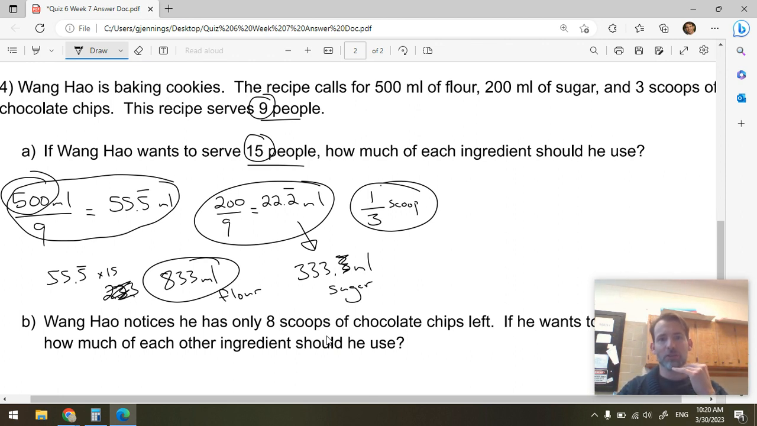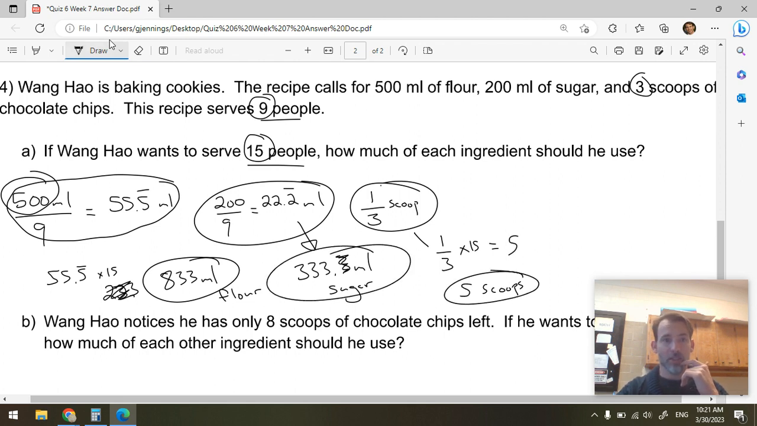And then 1/3 scoop times 9. That's going to be 1/3 times 9 equals 3. So 3 scoops. Wait, I just recreated that, didn't I? I should need 5 scoops. See, it's very good to start with guesses, because times 15 will give me 5. 5 scoops are needed.